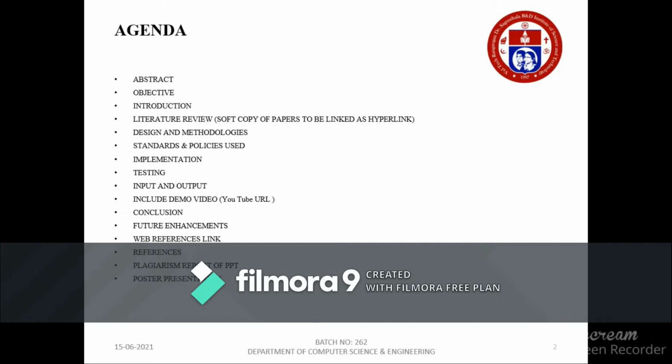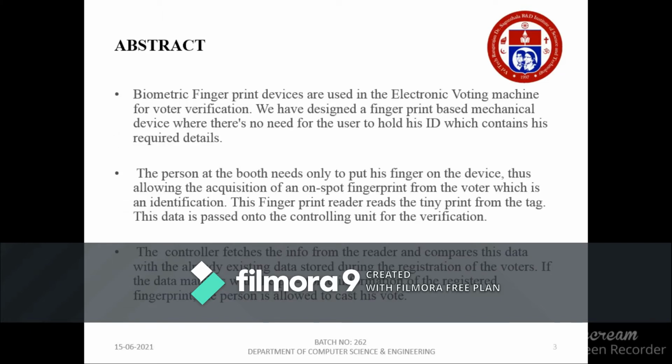This is the agenda of our project. Abstract: our project, the fingerprint voting system, is used to conduct elections using biometric recognition. We verify voters' details at the election booth using his or her fingerprint, so voters require no IDs. We can say whether a voter is eligible or not for voting and check his details that are saved in our database.